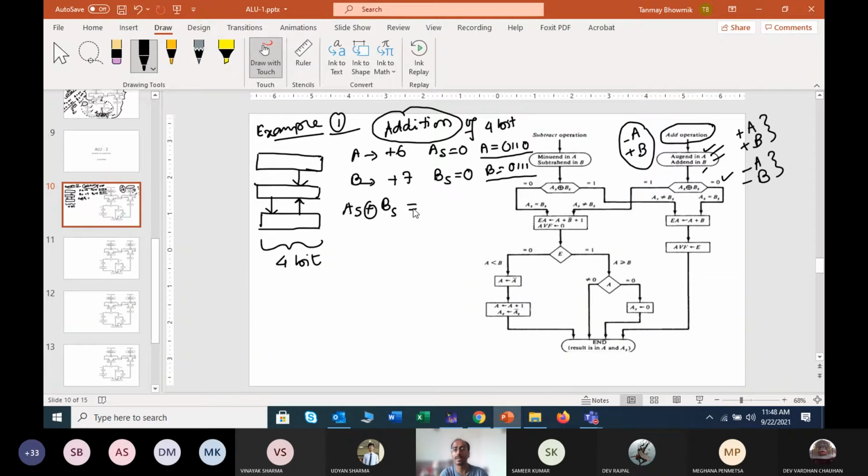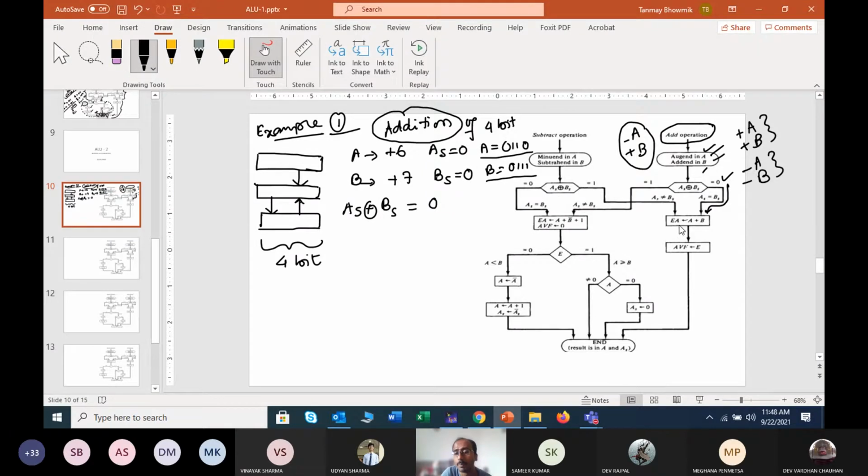What should be the result? 0 XOR 0, that means the result is also 0. So you are coming from this zone. AS equals to BS. You can see your AS equals to BS equals to 0. So now next, what to do?